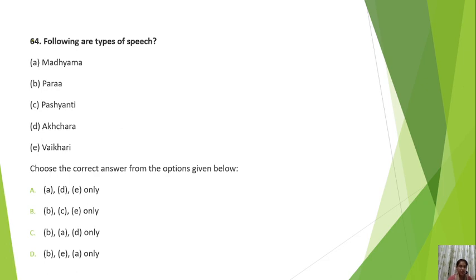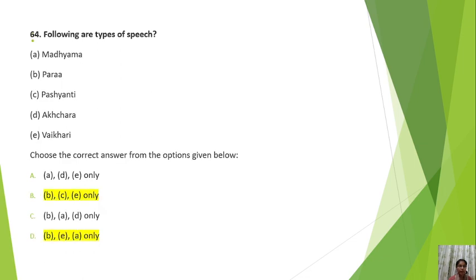Following are types of speech. Which of these are the types of speech? Madhyama, Para, Pashanti, Akshara and Vakhari. Friends, these types of speech are mentioned in Vedic literature, Vedas. So you can attempt to answer this, but let me tell you the right answer.